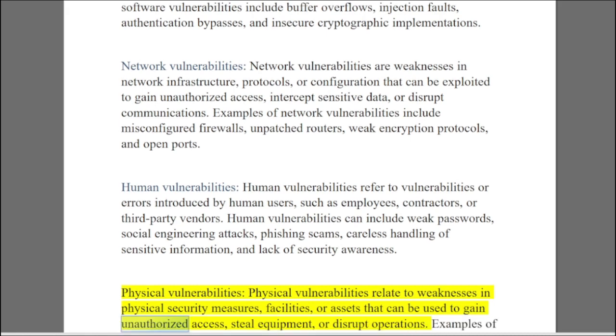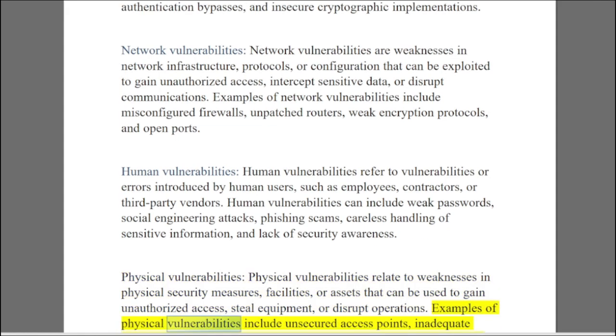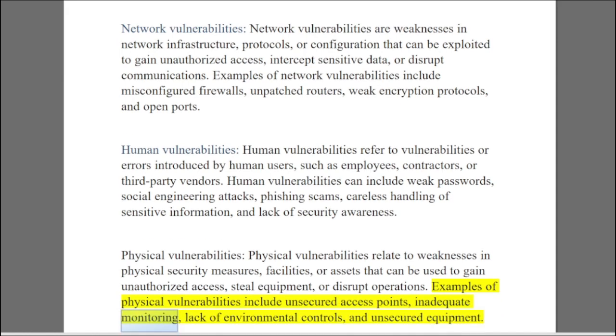Physical vulnerabilities. Physical vulnerabilities relate to weaknesses in physical security measures, facilities, or assets that can be used to gain unauthorized access, steal equipment, or disrupt operations. Examples of physical vulnerabilities include unsecured access points, inadequate monitoring, lack of environmental controls, and unsecured equipment.